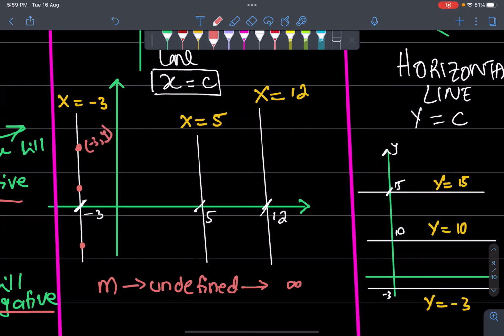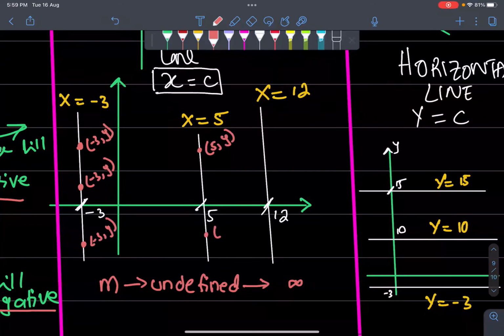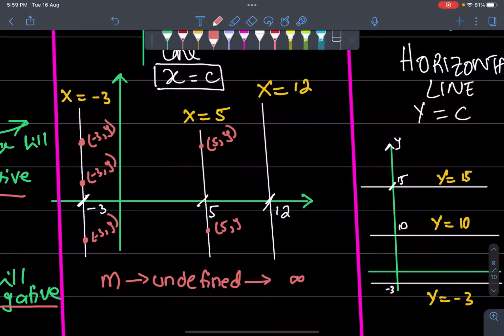Why will we not know y? Any coordinate on the line will have the same x value. Over here, any coordinate will have the same x value. Y will be unknown because there are a lot of possibilities for y. But for x, it will always be 5. Likewise, over here, x will always be 12.